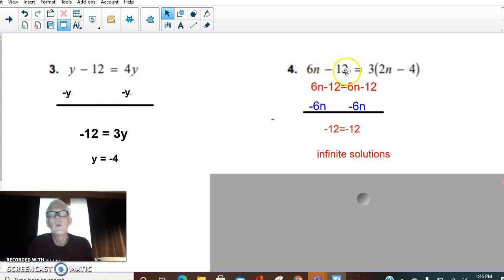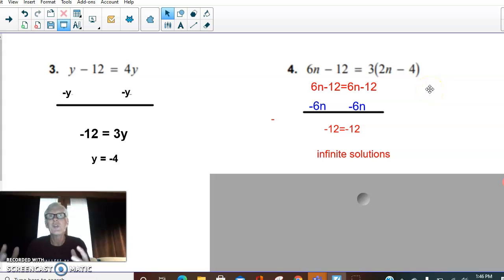Here's an example where you don't really have an answer. Yes, you can have equations without an answer, or you can have equations with an infinite number of solutions. I apologize, this one is an infinite number of solutions. We start off with 6n minus 12 equals 3 times (2n minus 4). We use the distributive property, and we end up with 6n minus 12 equals 6n minus 12.